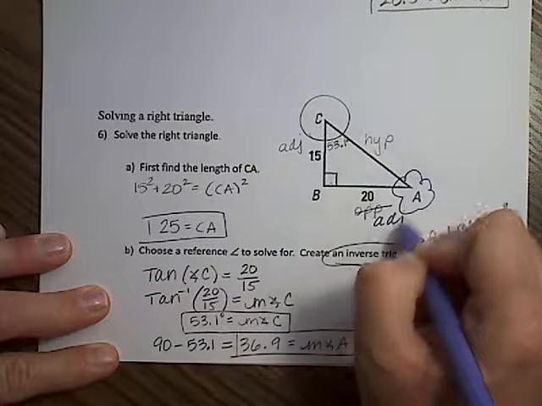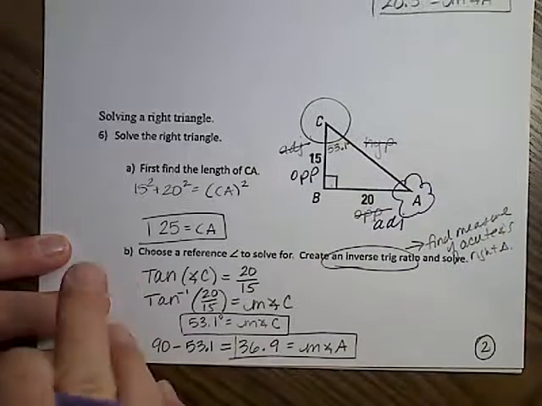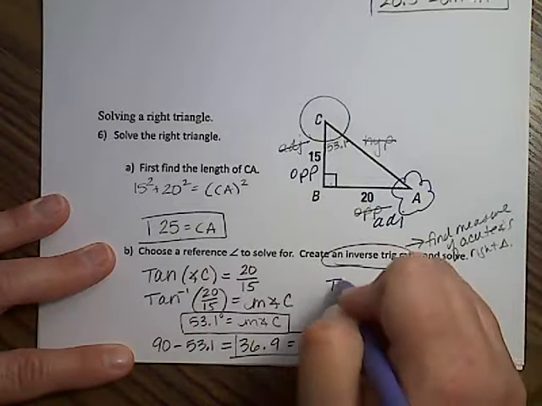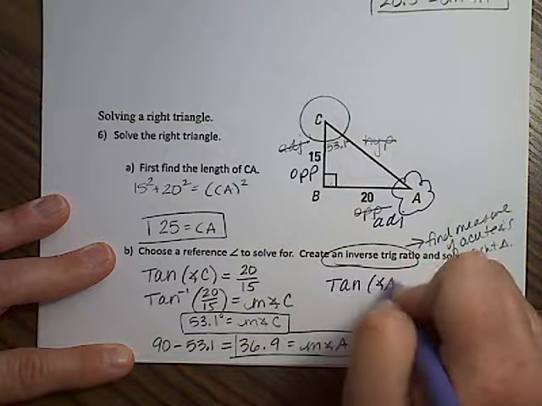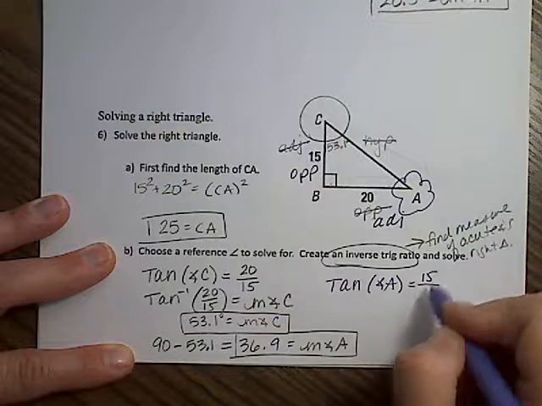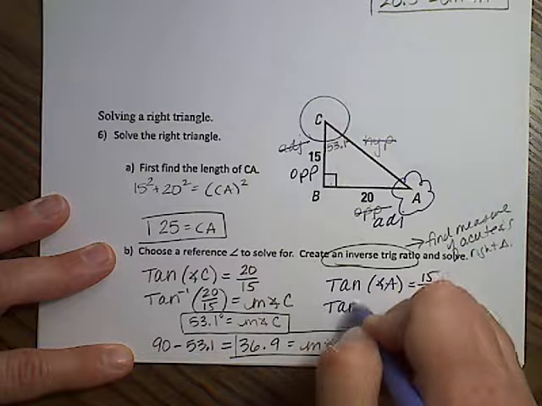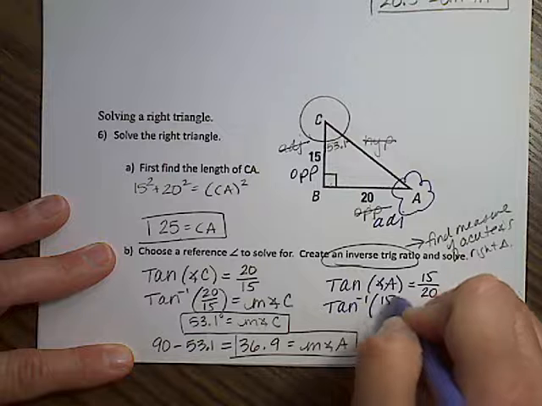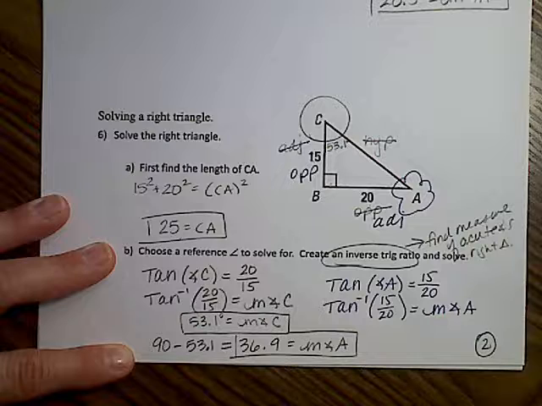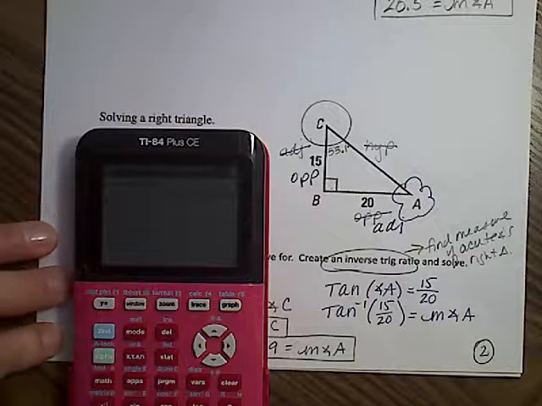Then this would be my adjacent side. This would be my opposite side. Not going to worry about the hypotenuse right now. We're still going to use the tangent ratio. It's just going to look a little different. The tangent of angle A is equal to the opposite side, which is 15, over the adjacent side, which is 20. Now, I would want to find the tan inverse of 15 over 20 to give me the measure of angle A. Hopefully, it'll turn out to be 36.9 degrees.